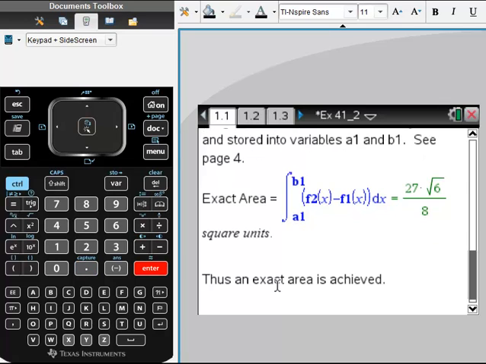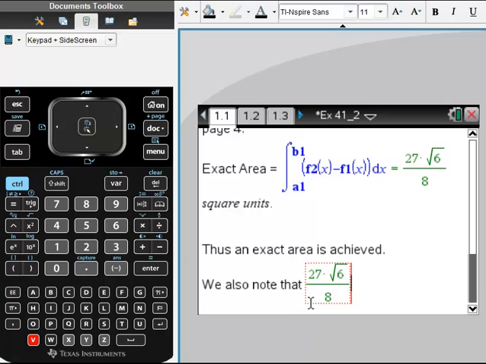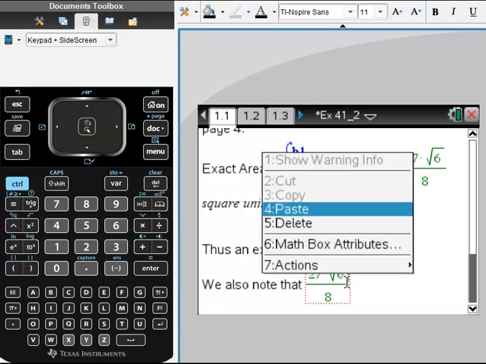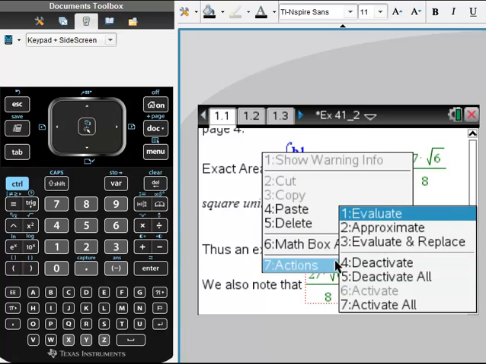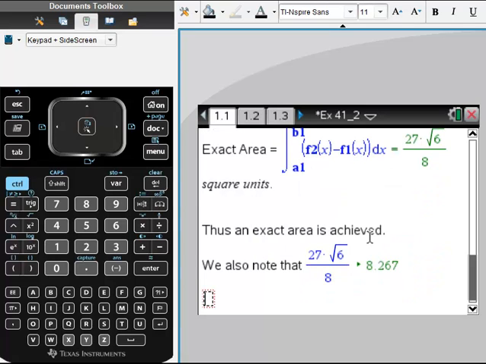We could write a new sentence here. And here I want to go up and grab this number. So I'll go shift, arrow left. I'll go Control C to copy that. Then come down here and now Control V. This pastes it into a math box. Now I will context menu and go to actions and have this approximated.